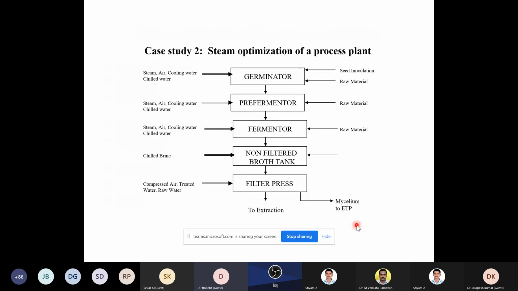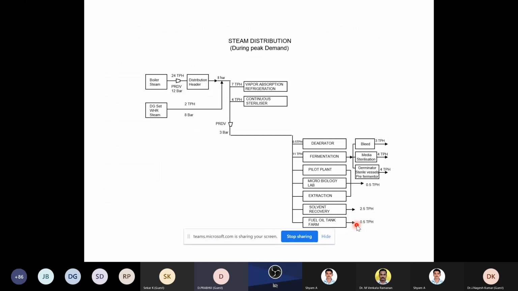And if you want to save steam, the first thing that we look for is to make a steam balance. In a typical plant, this is a boiler. So for the boiler, you have a distribution header. So make a flow chart like this, and wherever possible, measure.